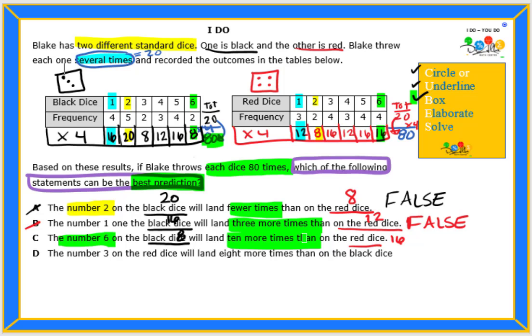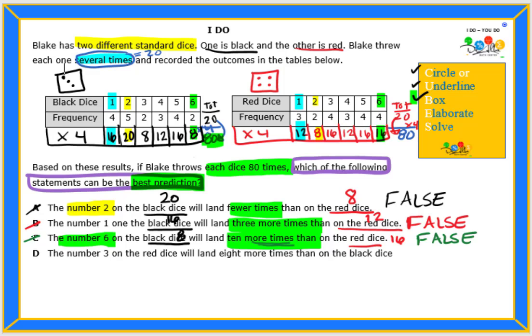Well, first of all, is 8 more than 16? It's not, right? It's less. So this is not even going to make sense. How can it be 10 more? It's not even more. It's actually less. So this is false.